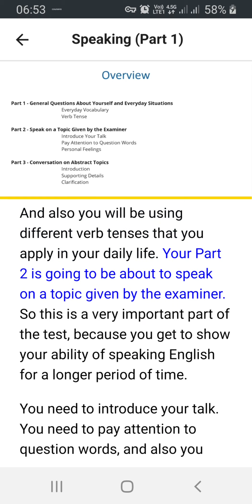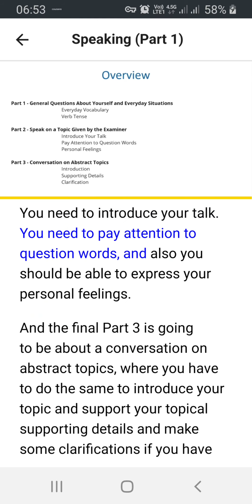Your part 2 is going to be about speaking on a topic given by the examiner. This is a very important part of the test because you'll get to show your ability of speaking English for a longer period of time. You need to introduce your talk, you need to pay attention to question words, and also you should be able to express your personal feelings.